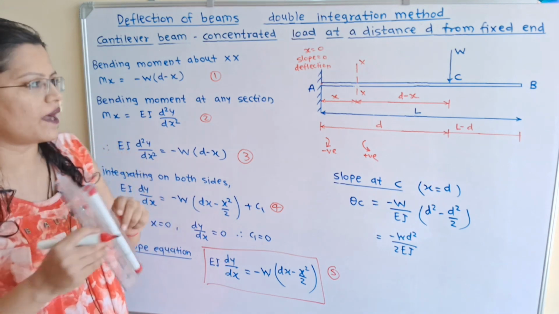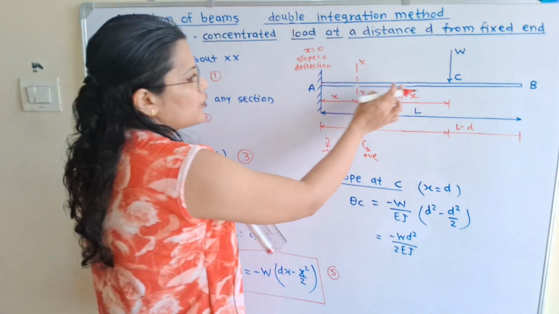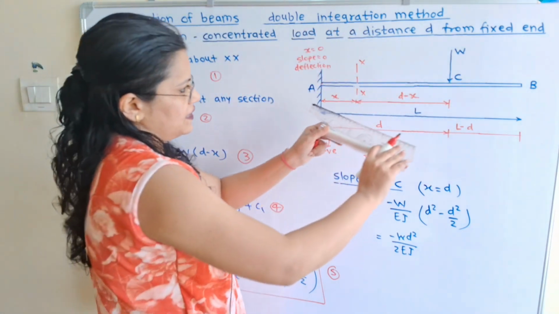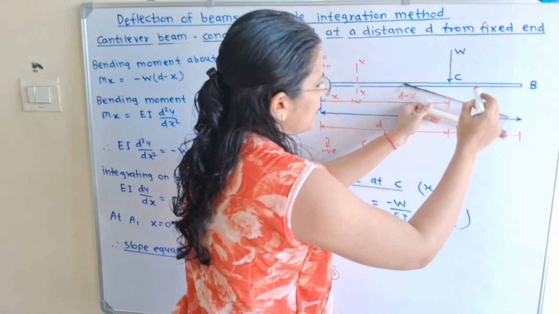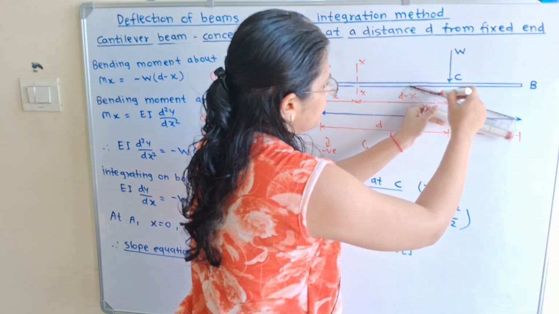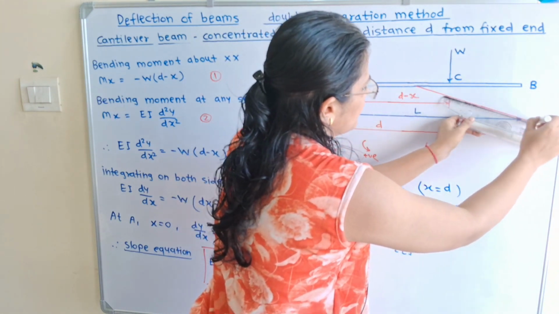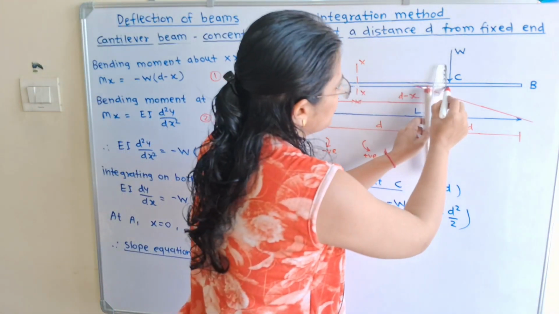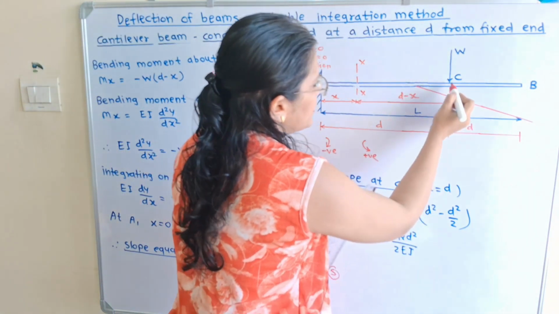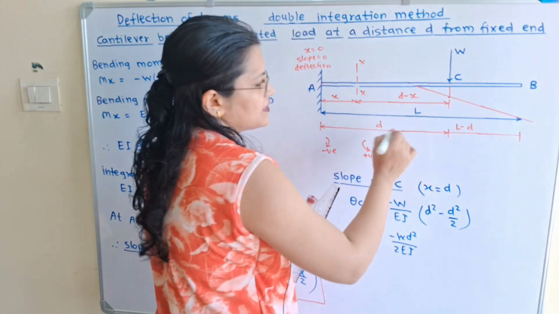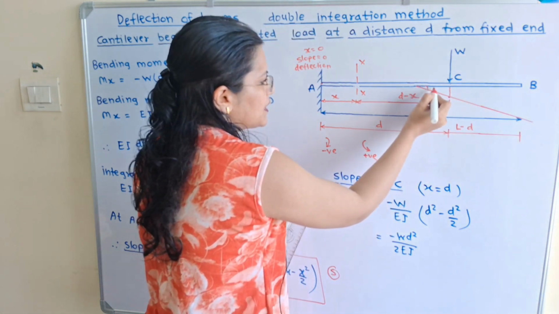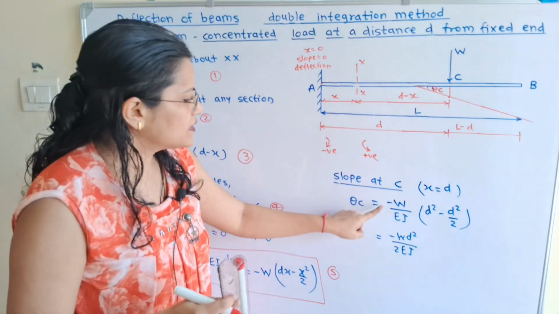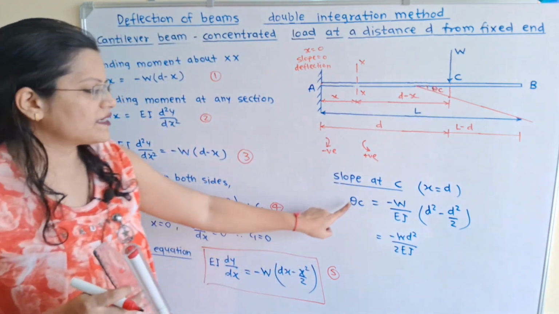Slope, how will we measure it? In terms of theta. Now if I show here, because of this point load, this beam is getting deflected. So this is the deflection. Now at point C, how to measure the slope? Here is the original position and here is the final position. So slope is measured in terms of angle theta, that is theta c. So instead of dy by dx, we will write theta c.